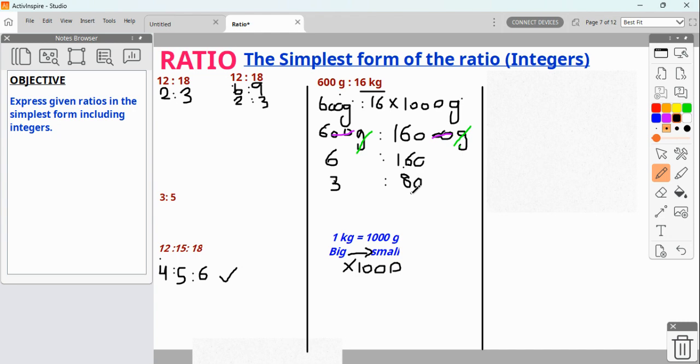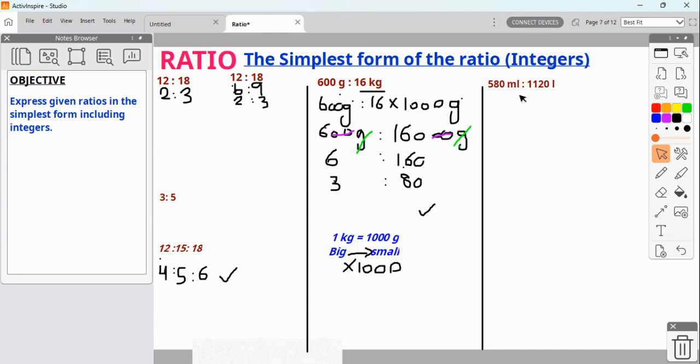If we observe it carefully, then we can understand 3 and 80 are not divisible by the same number anymore. So our final answer is 3 ratio 80. Let's take one more example.